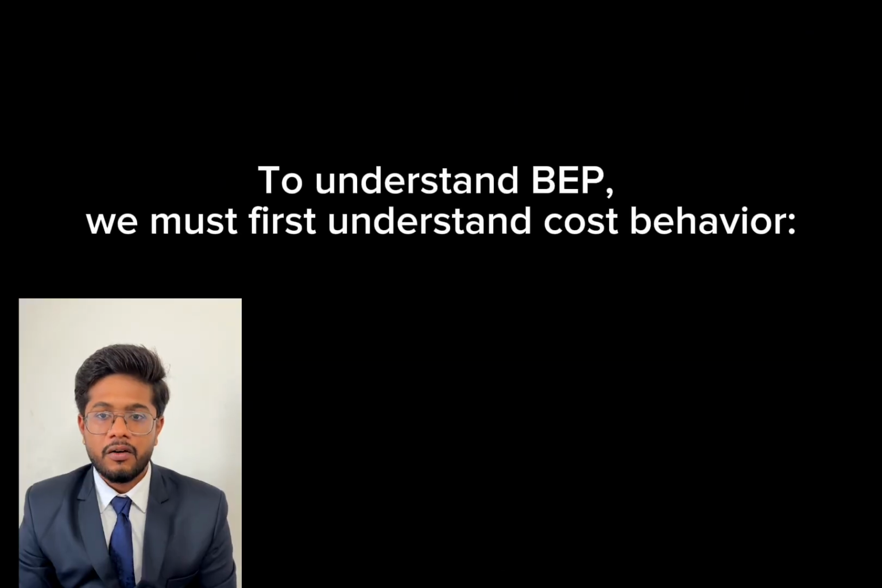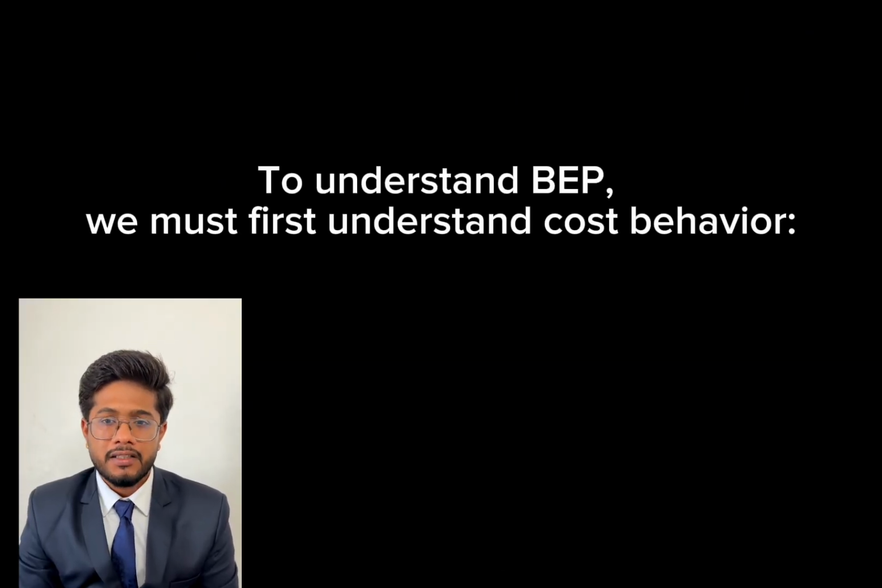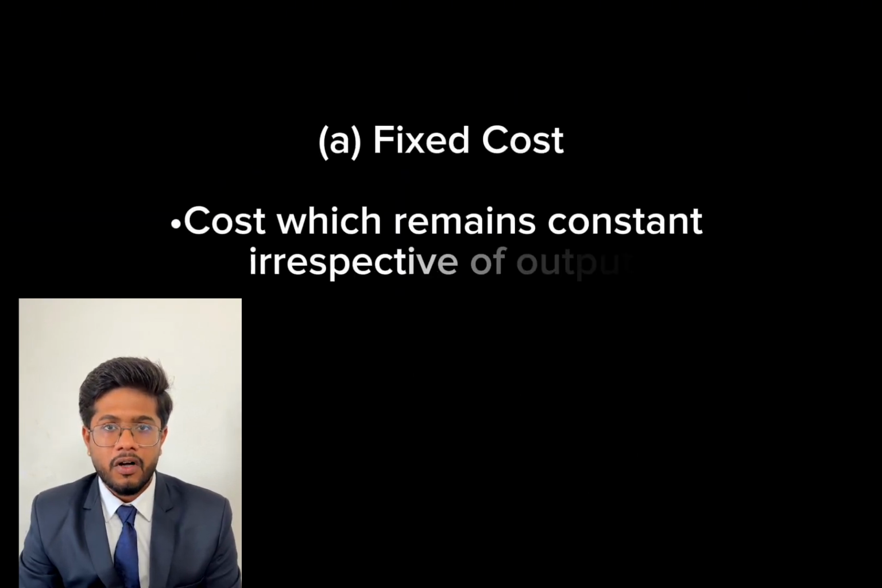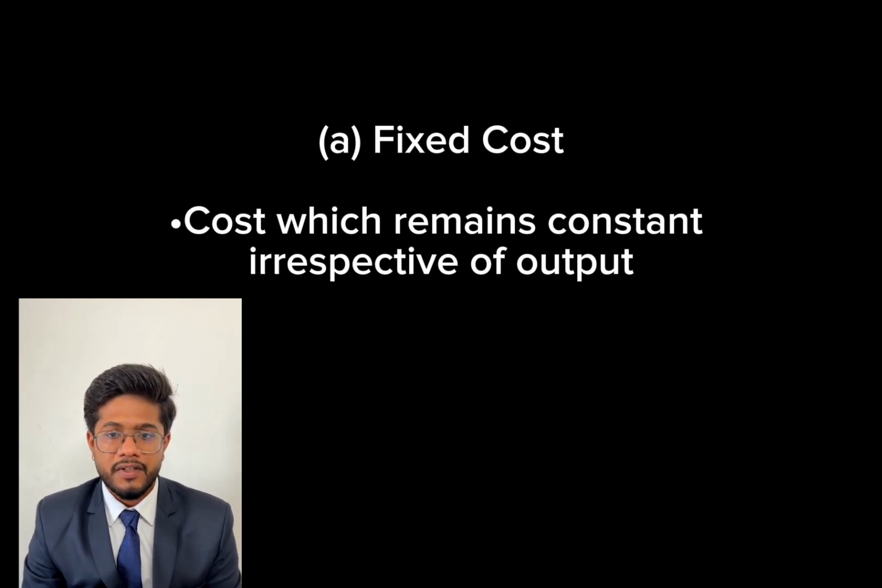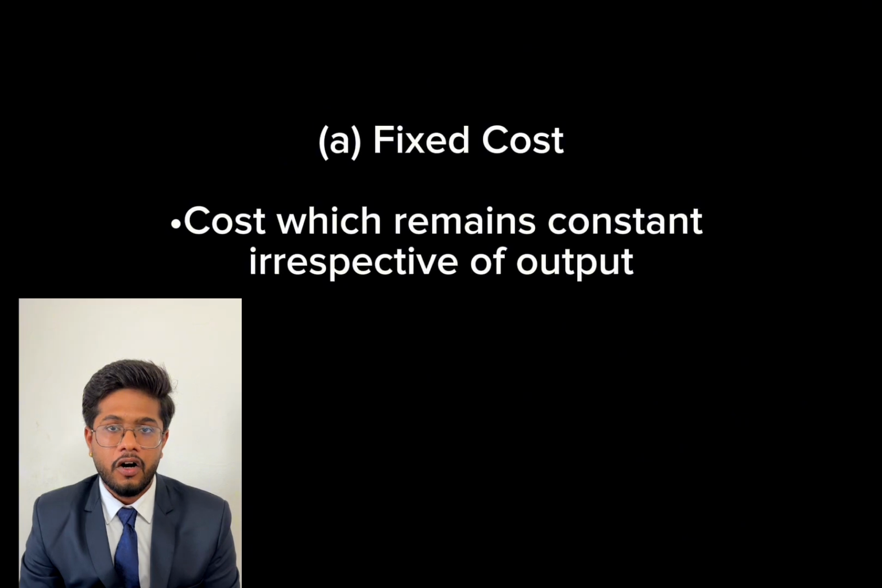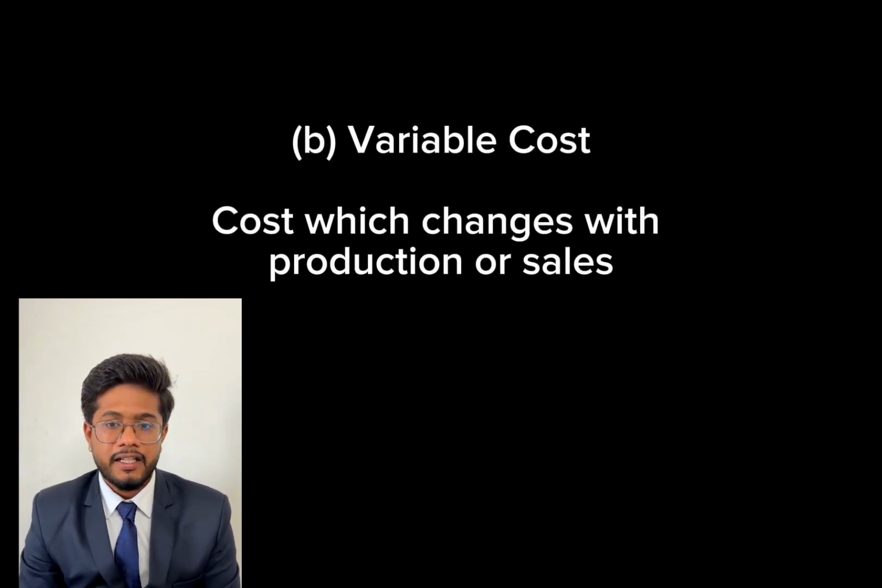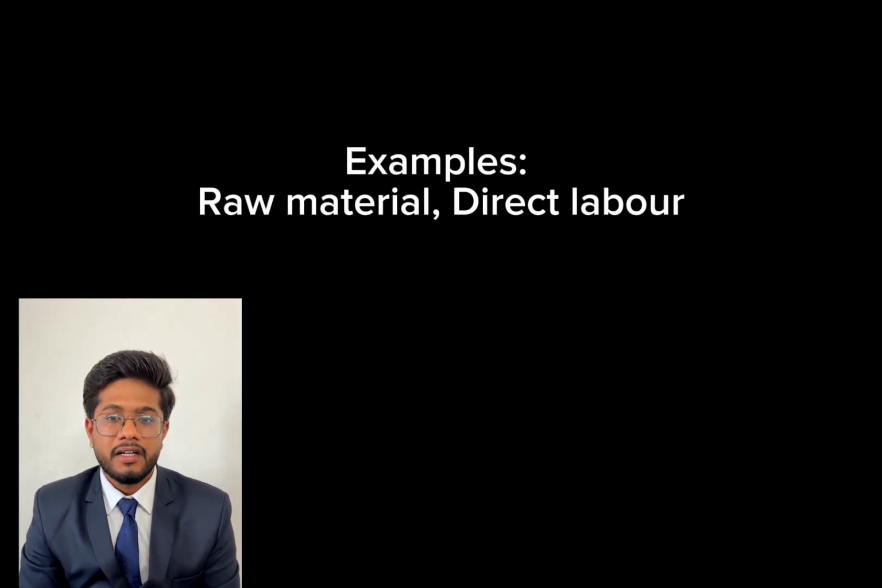The basic foundation, or basic concept, of BEP. To understand BEP, we must first understand cost behavior. There are two types of cost behavior. First is fixed cost, second is variable cost. Fixed cost means costs which remain constant with respect to output. Examples: rent, salary and insurance. Second is variable cost, costs which change with production or sales. Examples: raw materials and direct labor cost.